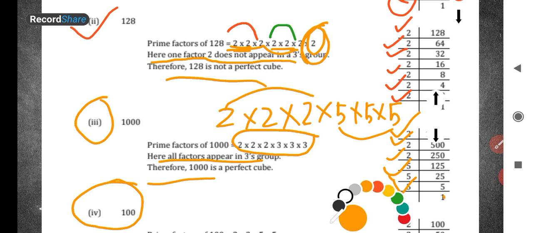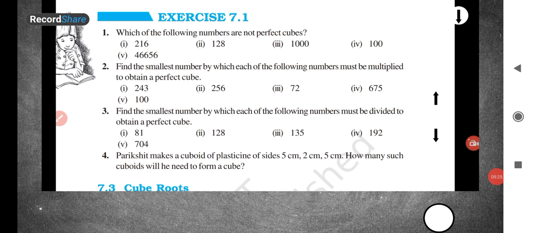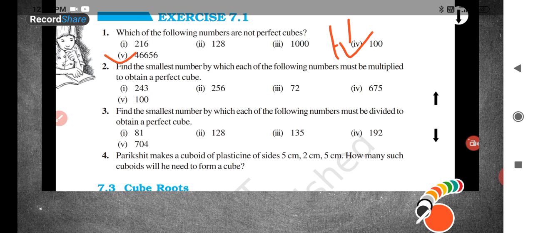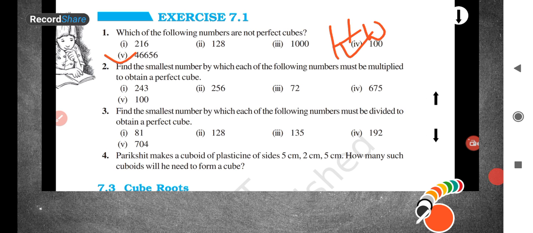Okay, so now come to the next question. You can see question number 405. These two questions are homework for you. Now come to question number 2. Find the smallest number by which each of the following numbers must be multiplied to obtain a perfect cube. Means some given number is there.